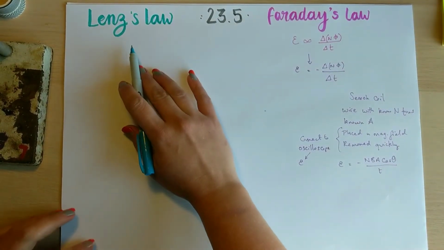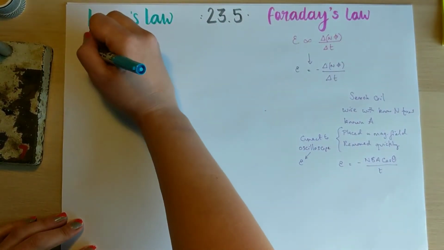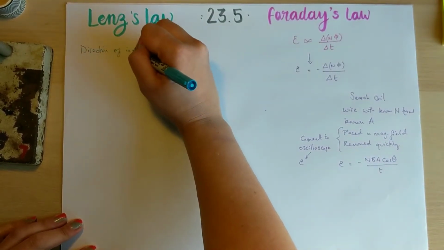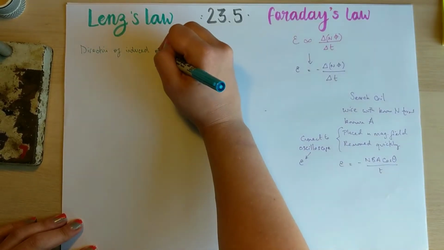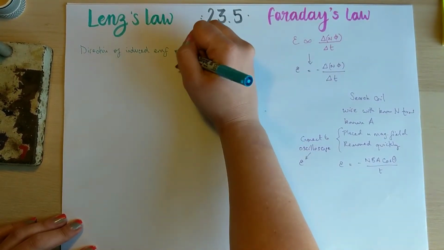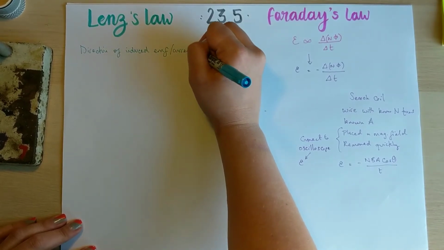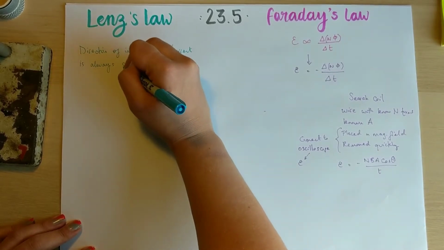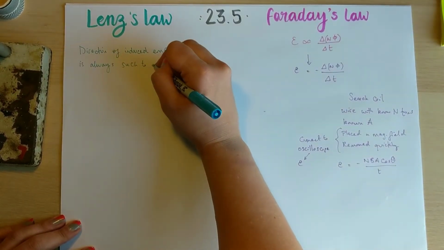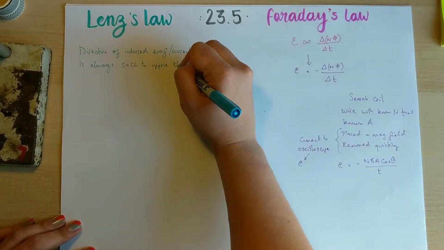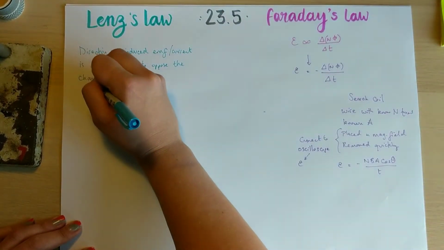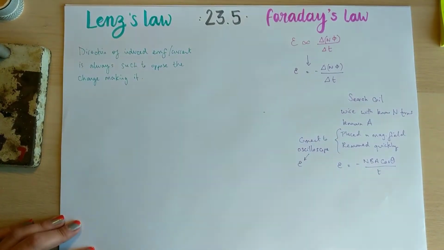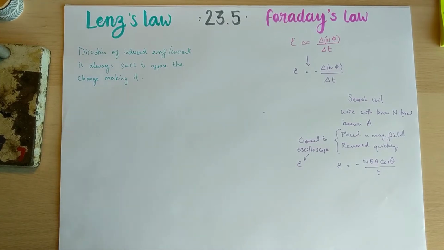So now on to Lenz's law. Lenz's law states that the direction of the induced EMF or current is always such to oppose the change making it, or producing it. So let's think about what this actually means.